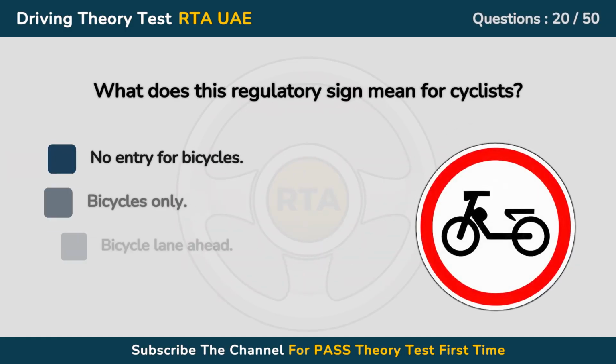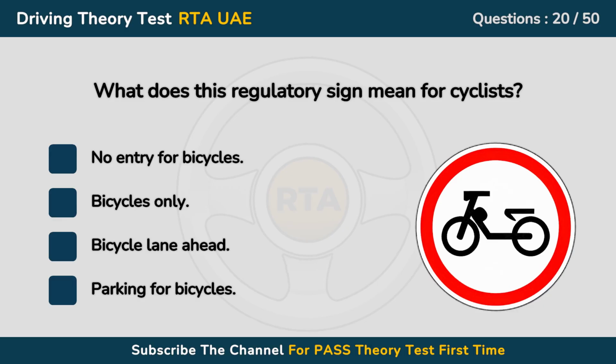Question 20. What does this regulatory sign mean for cyclists? A. No entry for bicycles. B. Bicycles only. C. Bicycle lane ahead. D. Parking for bicycles.